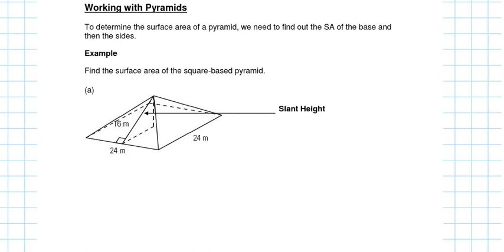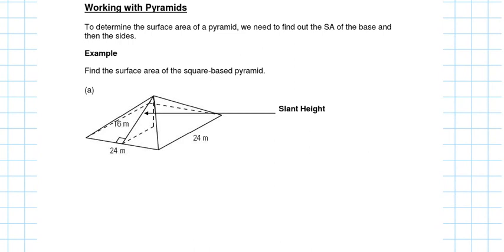Now, what's the area of the base? 24 times 24, so length times width. And then what would be the area of the four triangles? Just give me the area without looking at numbers. Base times height divided by 2, times 4. So it will be 2 times base times height.